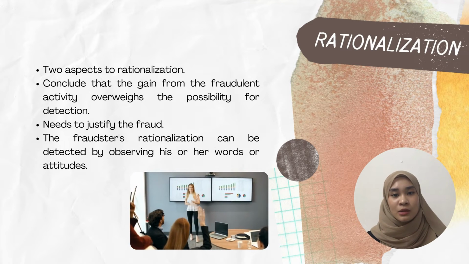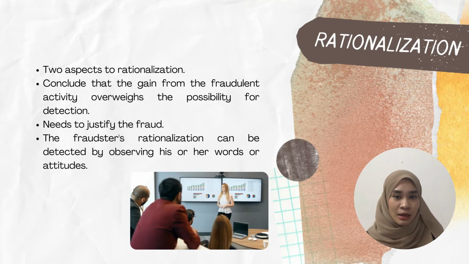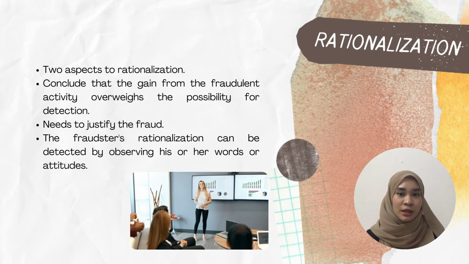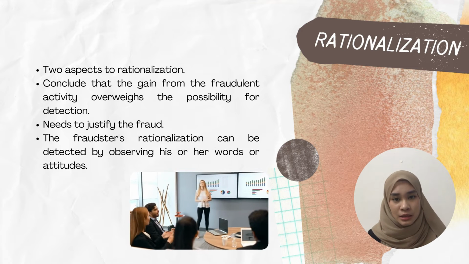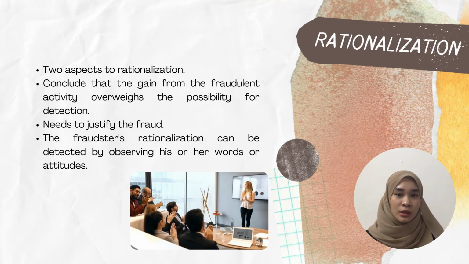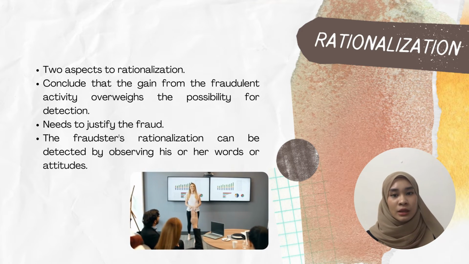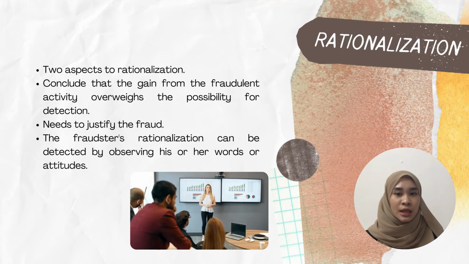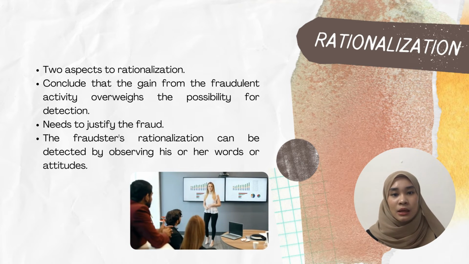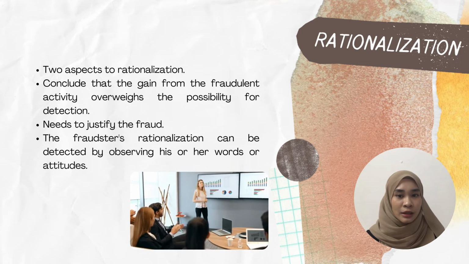The last one would be rationalization. There are two aspects to rationalization. One, the fraudster must conclude that the gain from the fraudulent activity outweighs the possibility of detection. Two, the fraudster needs to justify the fraud. Justifications include job dissatisfaction or a perceived sense of entitlement, a current intention to make the victim whole in the future, or the desire to protect one's family, property, and status. The fraudster's rationalization can be detected by observing his or her words or attitudes.